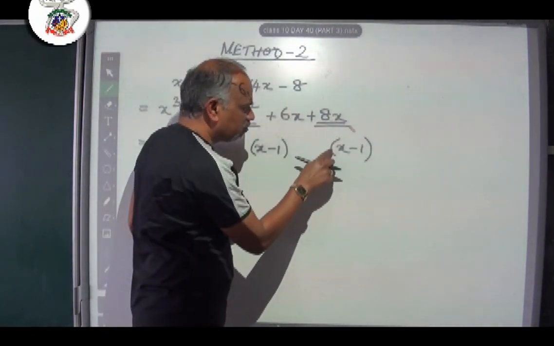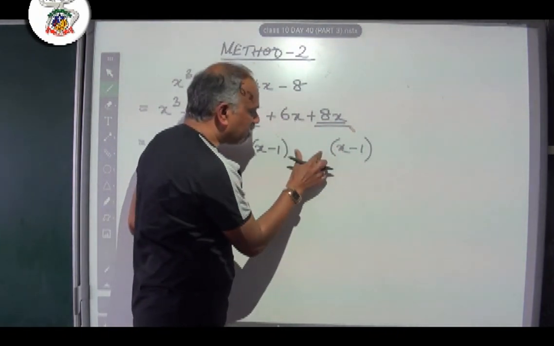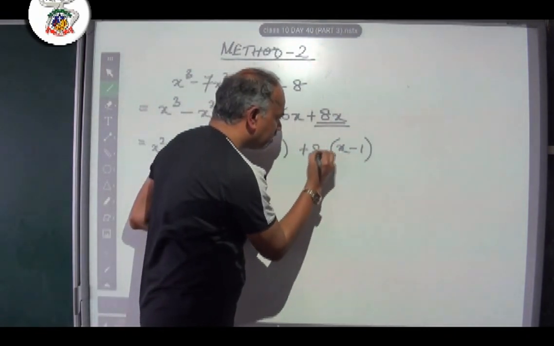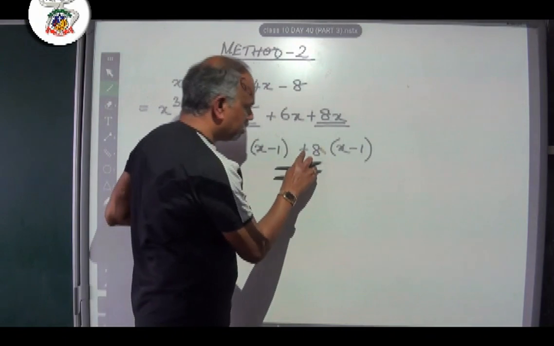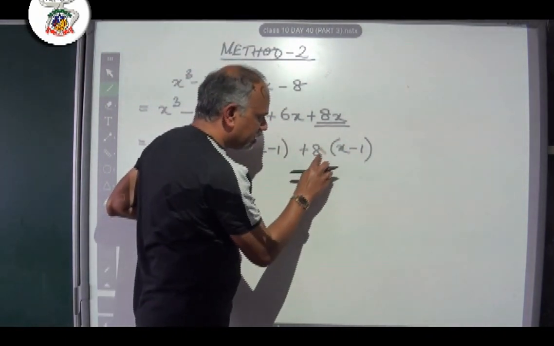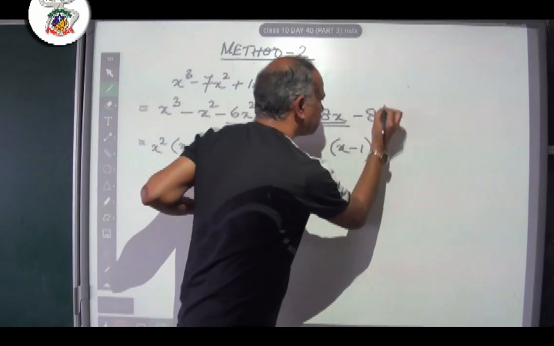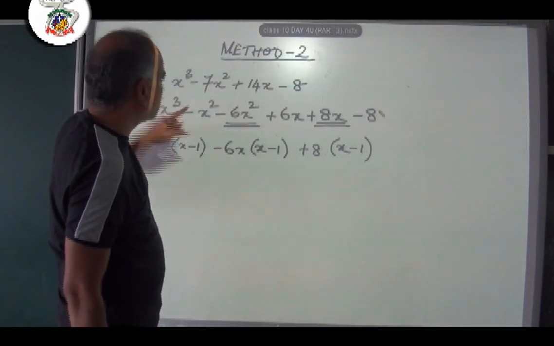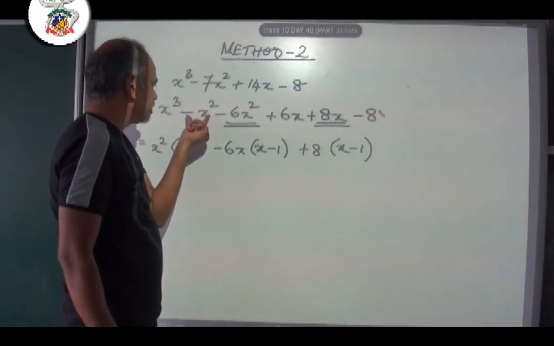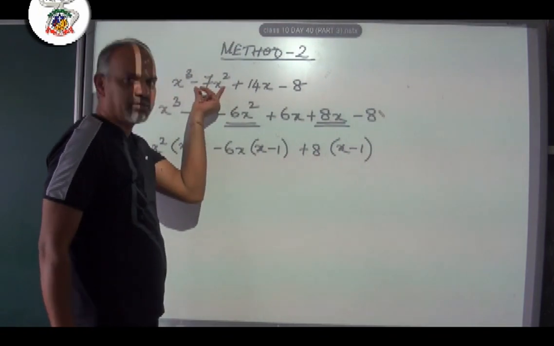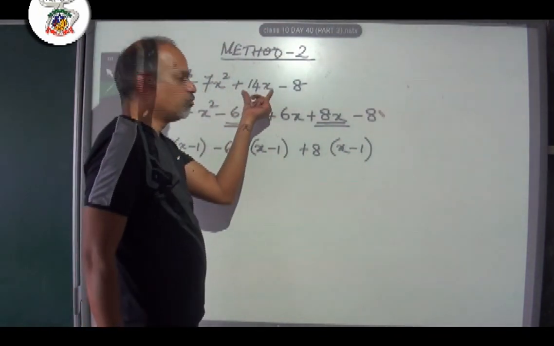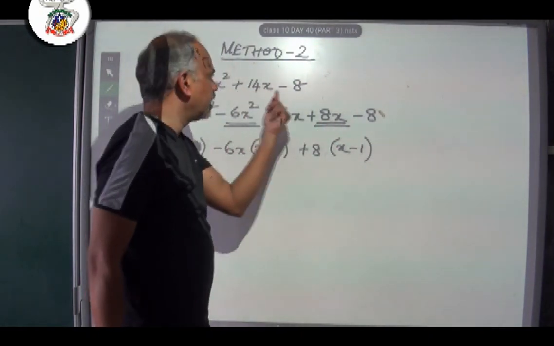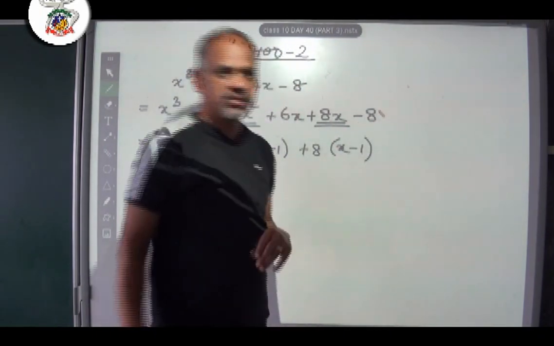Now get this new term from here. Multiply x with something to give you the plus 8x. So x into plus 8 will give you the 8x. That's 8 with x is 8x. Then 8 with minus 1 is minus 8. Check this with this again. X cubed is the first term. Second term is minus 7x squared. That's minus 1x squared minus 6x squared is minus 7x squared. Third term is 14x. So 6x plus 8x is plus 14x. And the last term is minus 8. We got that also. Minus 8.